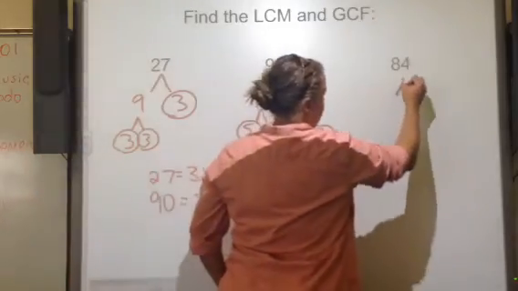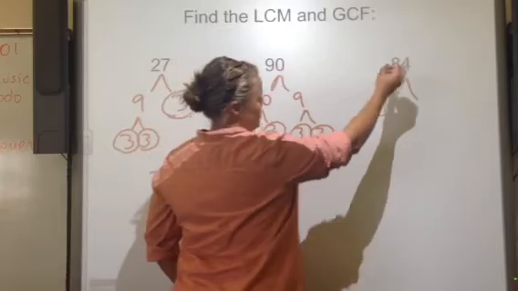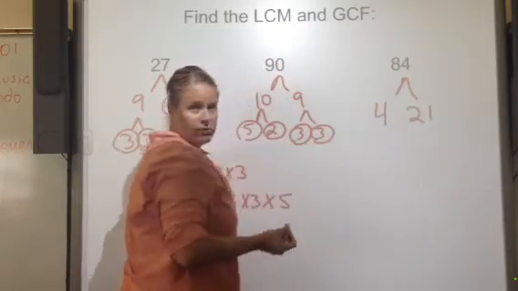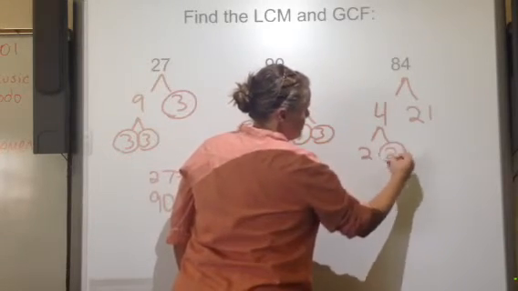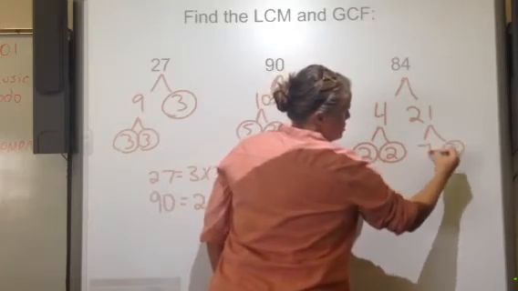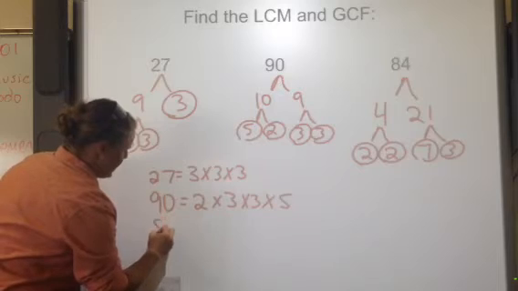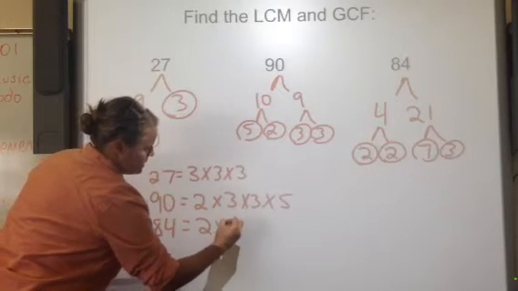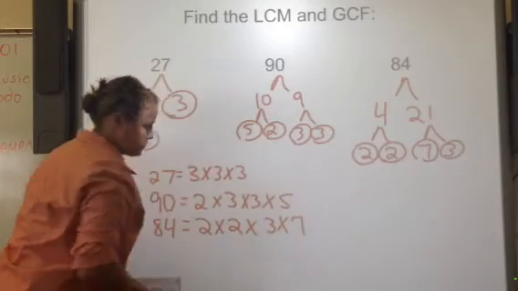And then 84, I'm going to go with 4. 4 goes in there twice. So 21. So 4 times 21 equals 84. And again, you can use a calculator if you need to. Prime, prime. As you can see, knowing your times tables is going to be very important for any kind of speed to get these done. So 2 times 2 times 3 times 7.